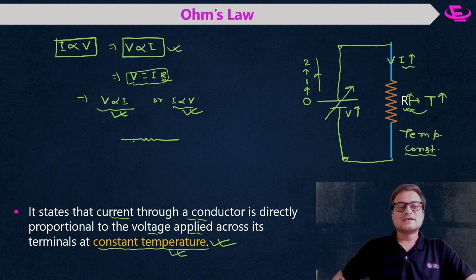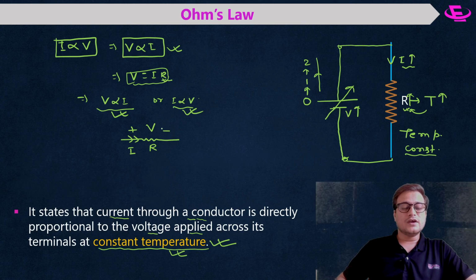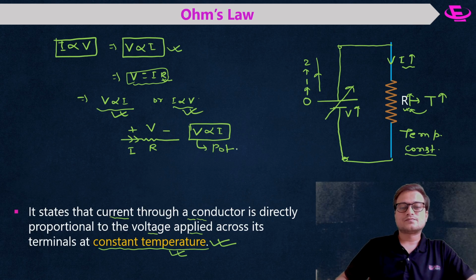One difference is, suppose this is R, and when current is flowing through the resistor, there will be a potential drop across the resistor, and this potential drop will be V. So at that time you will say that V is proportional to I. That means the potential drop will be proportional to I. So here this V is the potential drop.